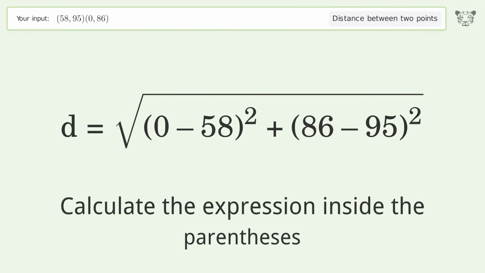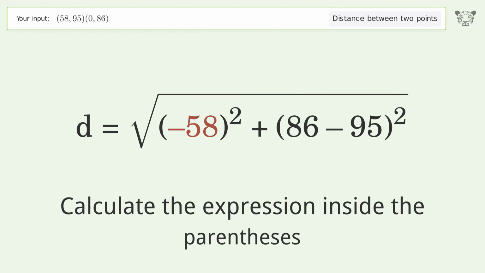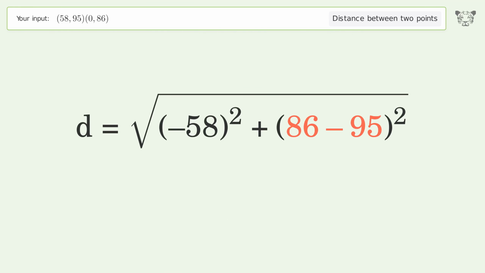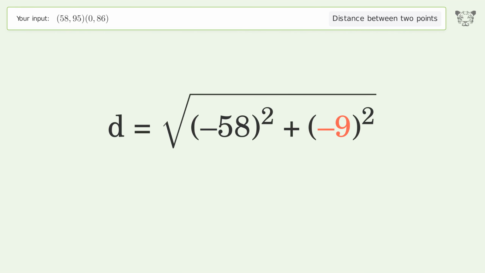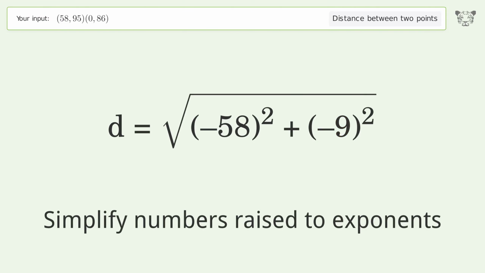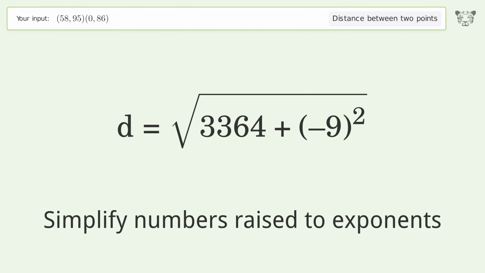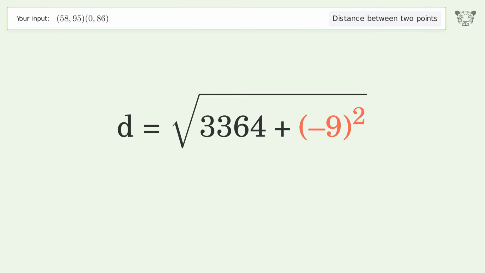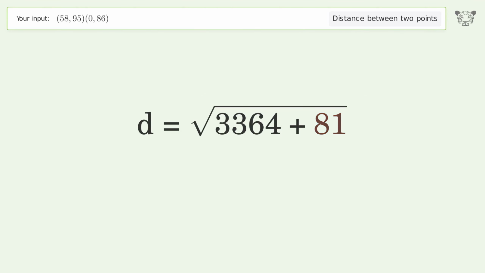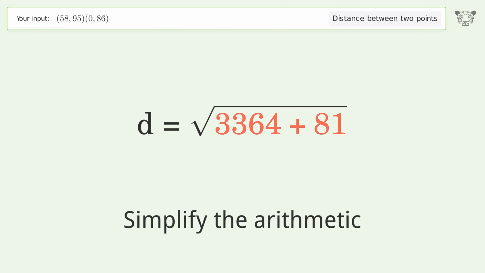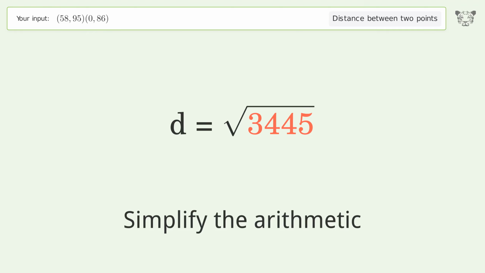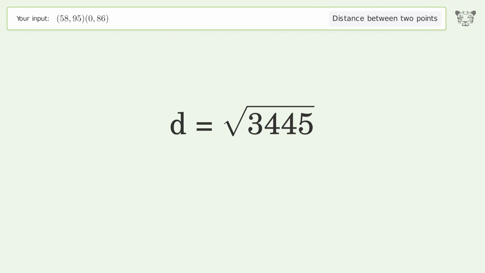Calculate the expression inside the parentheses. Simplify numbers raised to exponents. Simplify the arithmetic. And so the distance between the 2 points is the square root of 3,445 or 58.694.